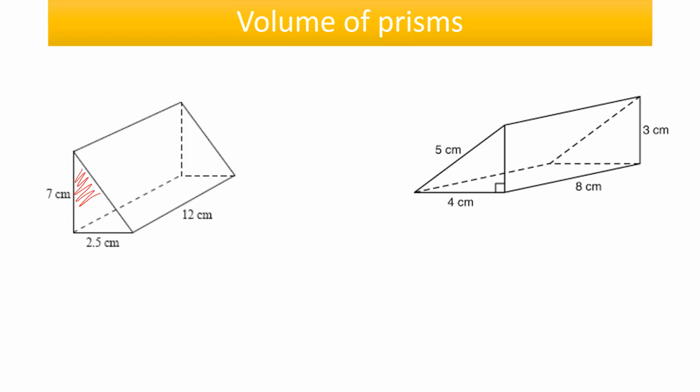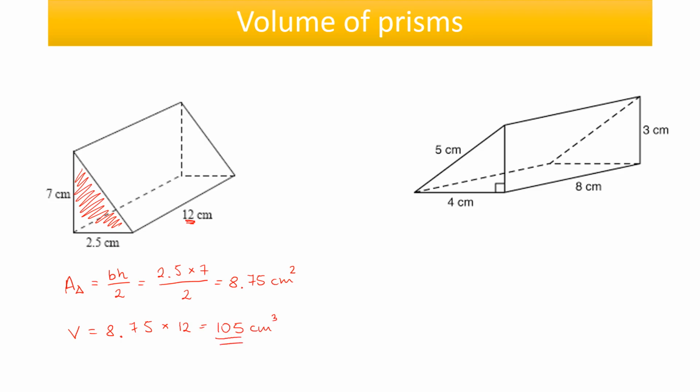The cross section is this triangle here, so I need to find the area of the triangle first. Just as a reminder, the formula for the area of the triangle is base times height divided by 2. The base is 2.5, the height is 7, and I need to divide it by 2. The answer is 8.75 centimeters squared. Now that we have the area of the cross section, I need to multiply it by the length of the shape, which is 12. That's the length, and the area, and the answer is 105 centimeters cubed.